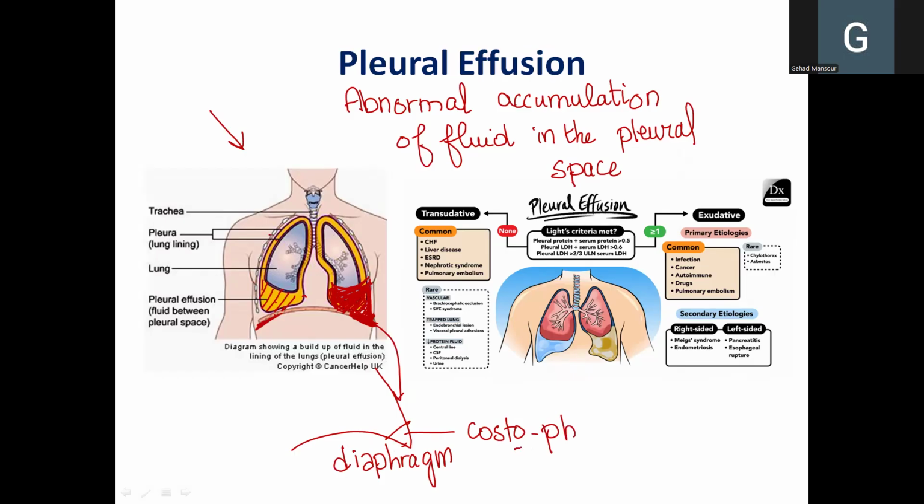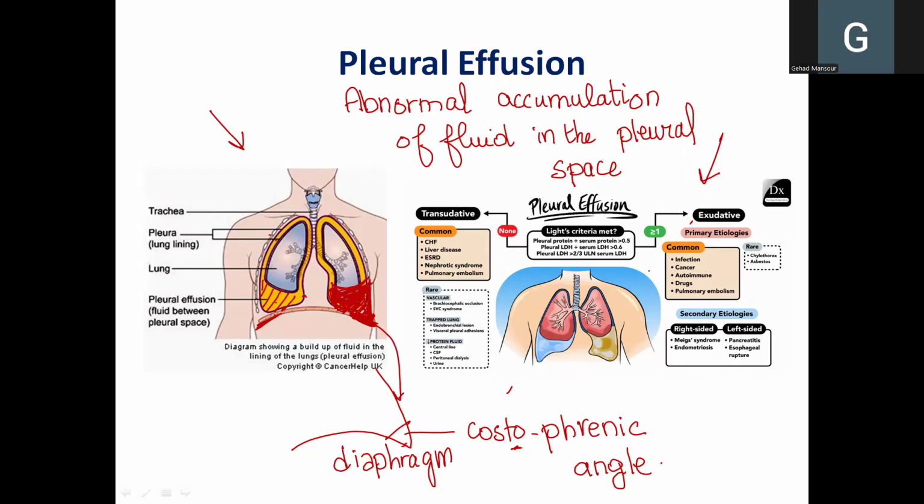The costo means ribs, costophrenic angle. And we will be seeing this on the x-rays on the next slides. But now we are going to discuss something very important, which is the cause or the pathogenesis of pleural effusion. And this will explain most of the information that is on this diagram.